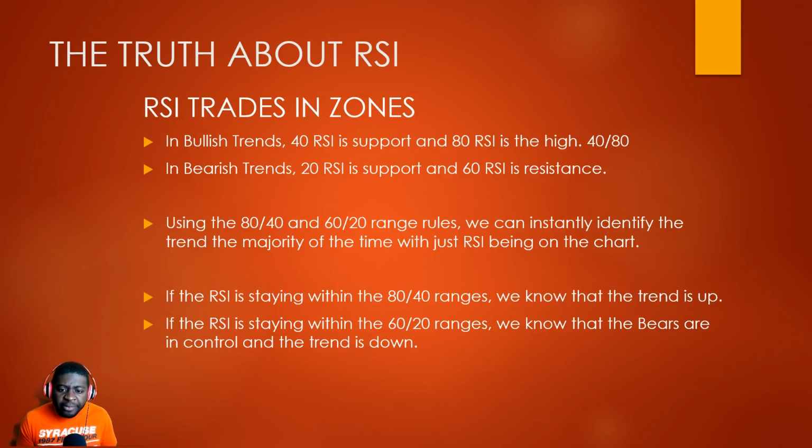So using the 80-40 and the 60-20 range rules, we can instantly identify the trend the majority of the time with just RSI on the chart. In fact, we can basically not have anything else besides RSI and be able to determine the trend, all right? So if RSI is staying within the 80-40 range, we know that the trend is up. If RSI is staying within the 60-20 range, we know that the bears are in control and that the trend is down. So let's see a visual representation of what he was trying to get us to understand, right?